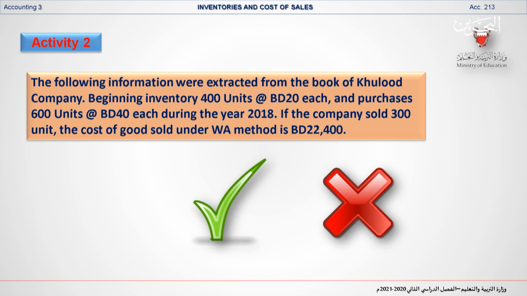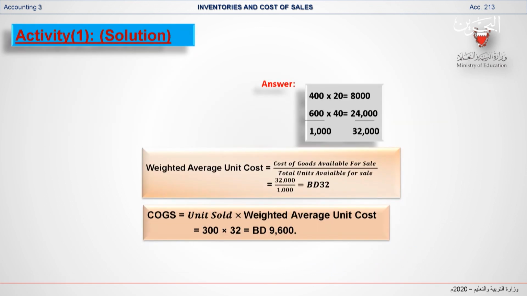Do the calculation yourself and check your answer. This calculation should be false. The cost of goods sold should be 9,600 BD, calculated in the way mentioned here.